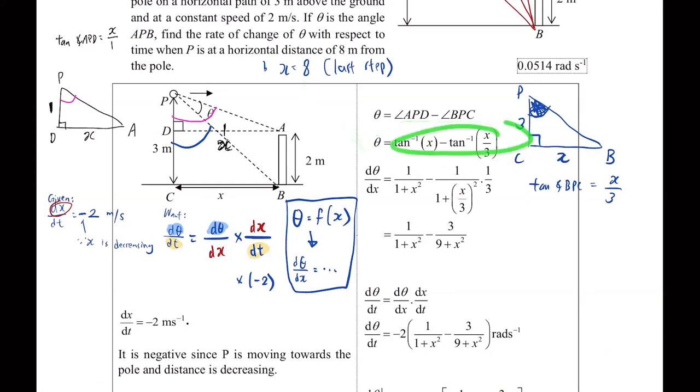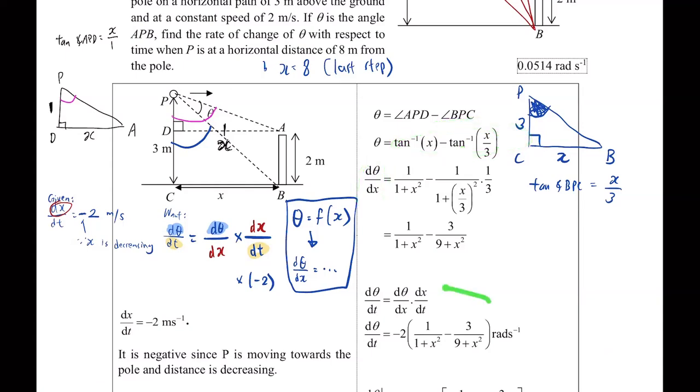If you sub in at this stage, what happens? Tangent inverse x minus tangent inverse x over 3 becomes tangent inverse 8 minus tangent inverse 8 over 3, which is just a constant. Theta equals constant. Can you differentiate? I mean, you can, but then it will become 0, which is not useful. Okay, we don't do that.